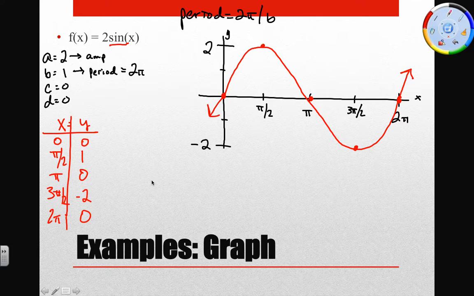Okay, let's try another one here. Half sine of half x. These should look familiar. They're the ones that we did earlier.